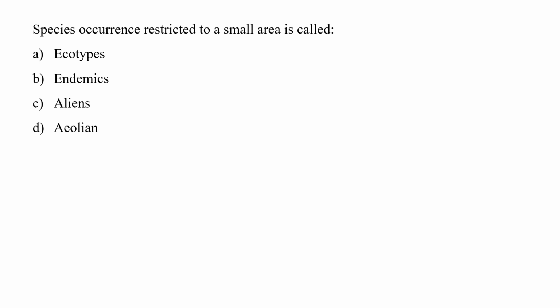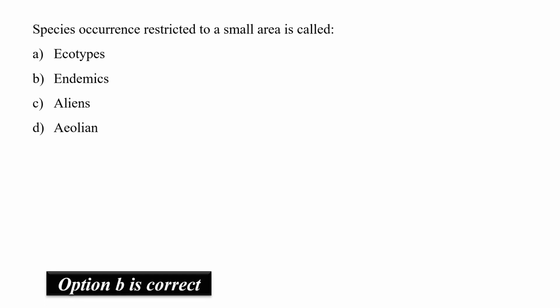The question is, species occurrence restricted to a small area is called: A. Ecotypes, B. Endemics, C. Aliens, and D. Aeolian. So the species which are restricted to a small area are known as endemics. Some examples of endemic species are lemurs of Madagascar and tortoises of Galapagos. They are only found in their respective locations. Also the kangaroos, which were originally endemic to Australia, but now they are not found elsewhere in the world. So the correct option is option B, endemics.